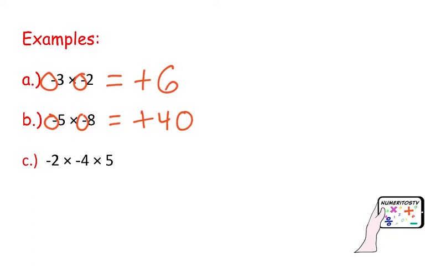And the next one, you have several operations. So let's start with the first two. -2 times -4, same sign. So that will be positive 8. And then you do the next operation, that is 8 times 5. That will be 40, positive 40 again. Remember, you don't need to write that positive symbol when you have positive answers.